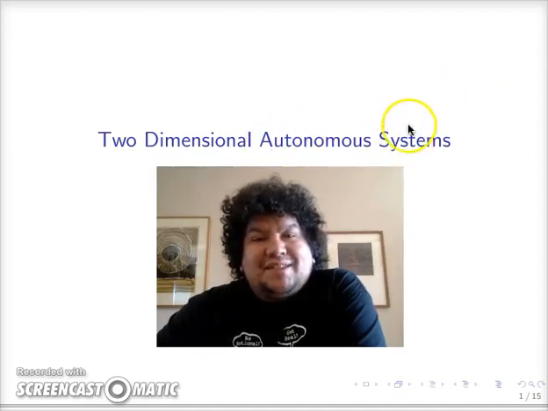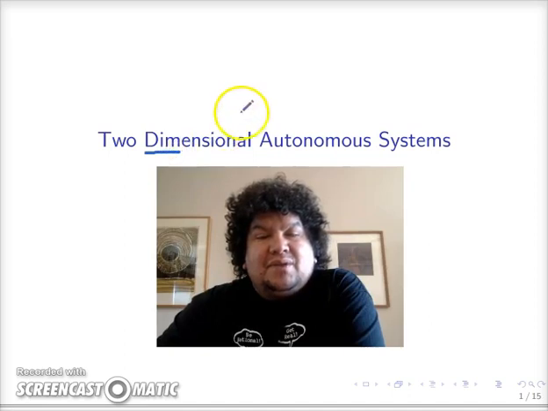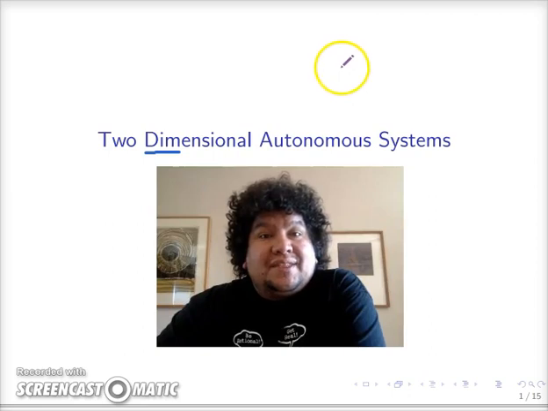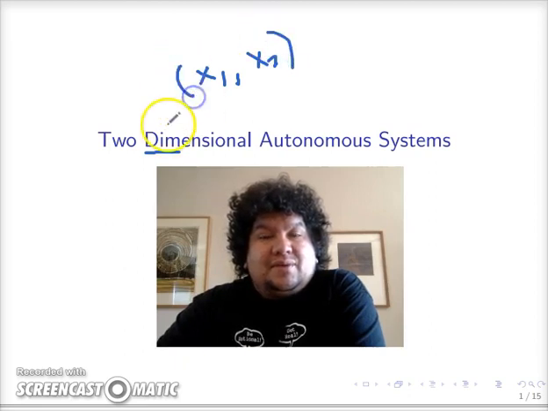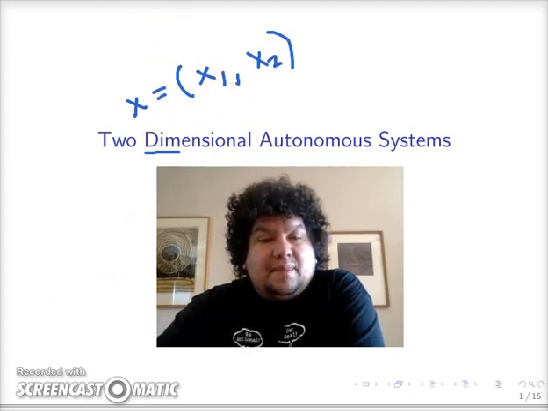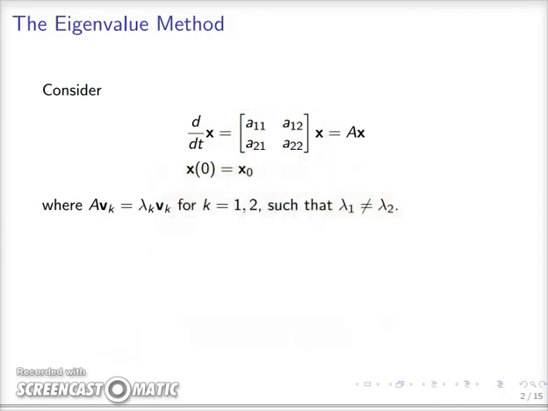Two-dimensional autonomous systems: the first portion here, the dimension, has to do with the number of state variables. So here we're going to work with x1 and x2. We can consider this a vector of state variables, if you will, and the two-dimensional systems that we are going to consider now look like this, right?